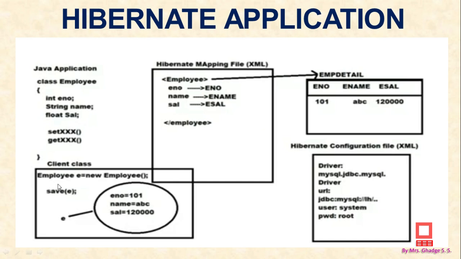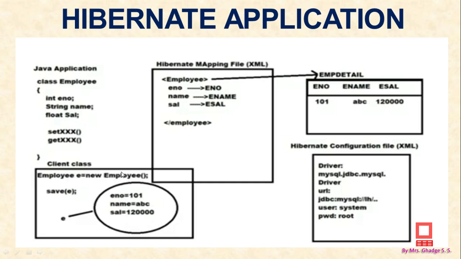Now here is the statement Employee e = new Employee(). This statement we need to write into the client class, because we are going to access the Java application class Employee, and in order to access the Employee class we need to create the object of that class. Whatever data is populated into that object is, suppose, entered by the user, so objects are always created at the client side. Here you can see this object e is created in a client class.